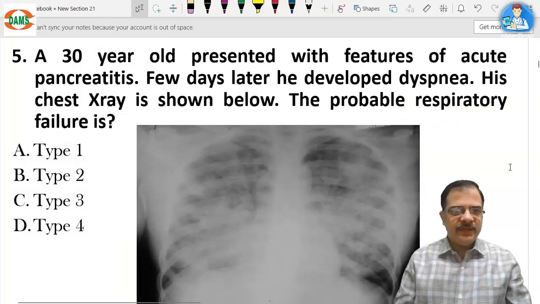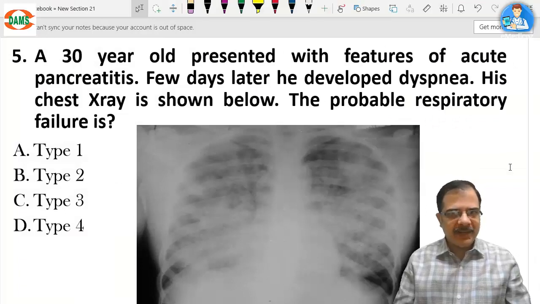So question number 5 is a 30-year-old presented with features of acute pancreatitis. The patient has acute pancreatitis and a few days later he developed dyspnea. His chest X-ray is shown below. The probable respiratory failure is?